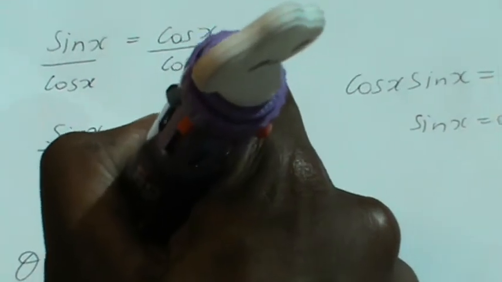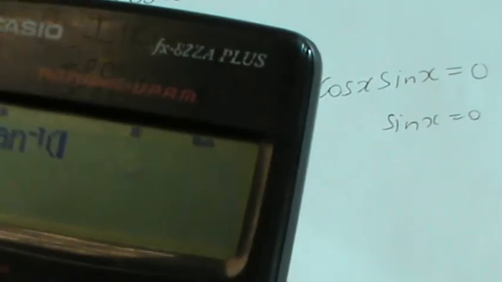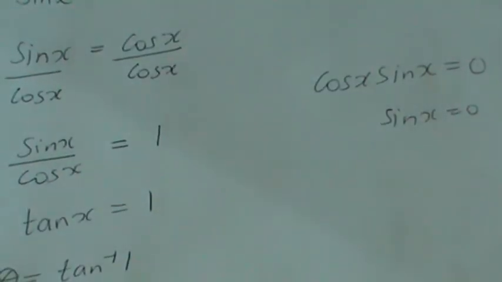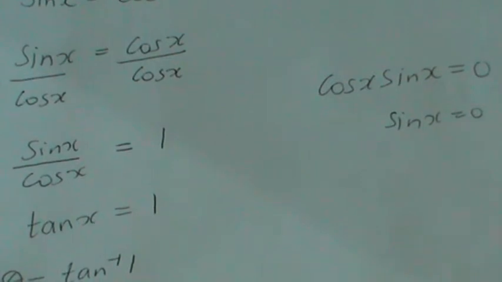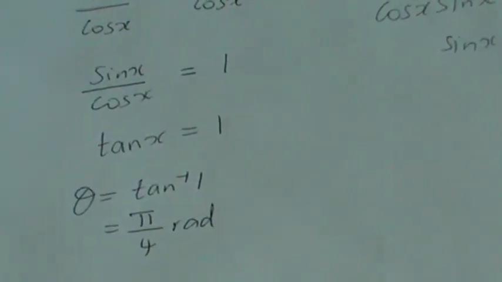Theta is tan inverse of 1. Then I go to my trusted calculator. Then I just type it in. Tan inverse of 1 is 45. Then I need to remember to write 45 in radians. So I have theta is equal to pi over 4 radians. So that is my reference angle.